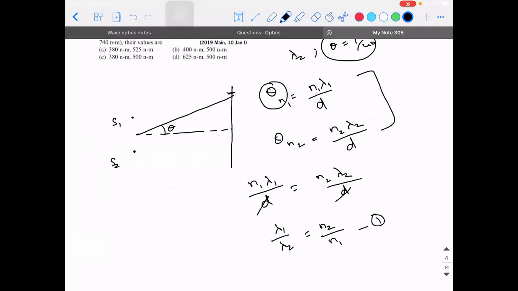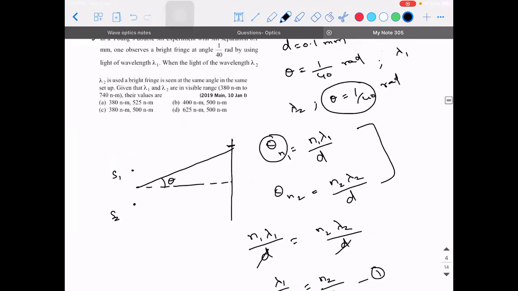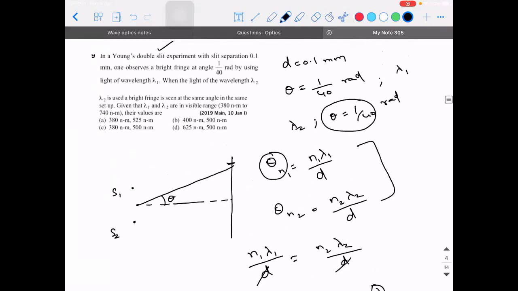Sir, both B and D satisfy it. Not necessary. See, n2 and n1 should be separately integers. For example, if lambda is 500 and n1 is 4, then 5 by 4 need not be an integer. So we can find using that. Oh, okay. It is not necessary that it be so, but I am just seeing if there is something missing in the question.